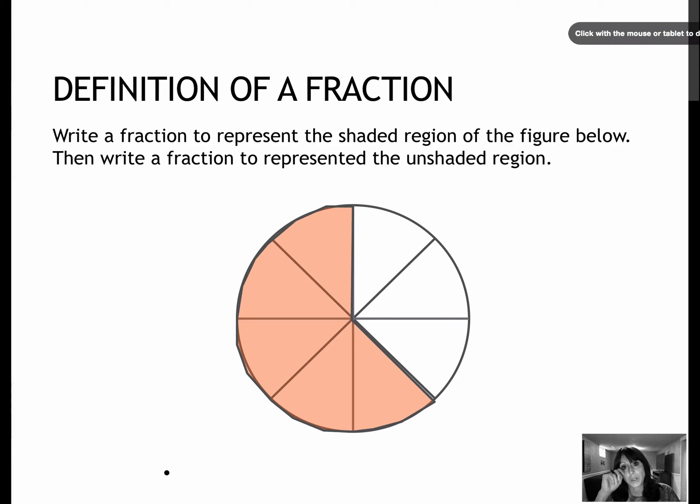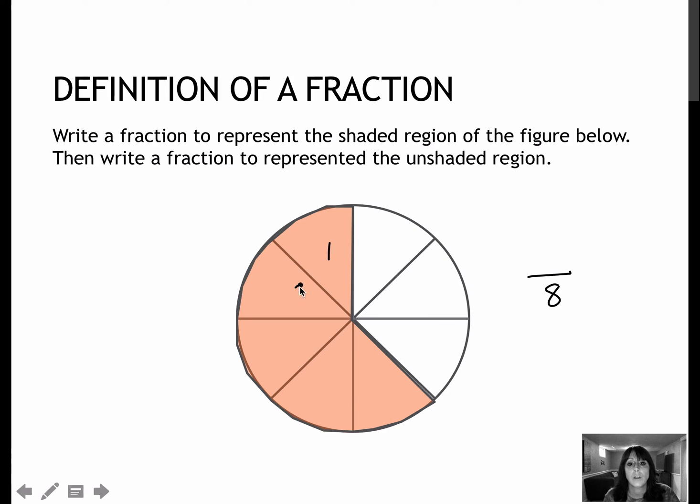So for the first couple of questions, we're just going to write the fraction that our figure represents. So the first thing that we do is we count how many spaces total we have. And notice these are evenly spaced. I have 1, 2, 3, 4, 5, 6, 7, 8 spaces. So 8 is my denominator of my fraction. The numerator represents how many spaces I have filled in. So I have 1, 2, 3, 4, 5 filled in. So that is my numerator. So 5/8 is the fraction.